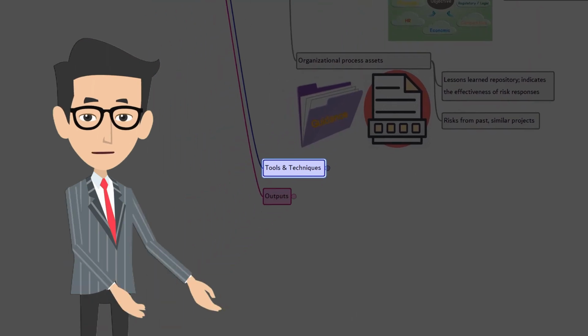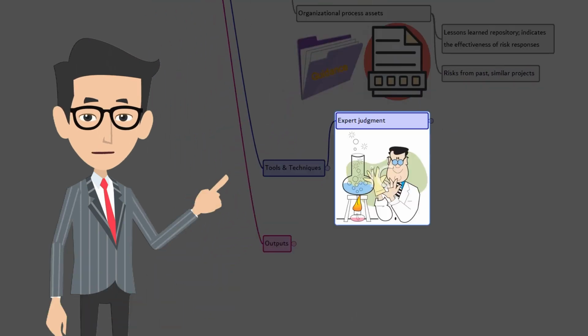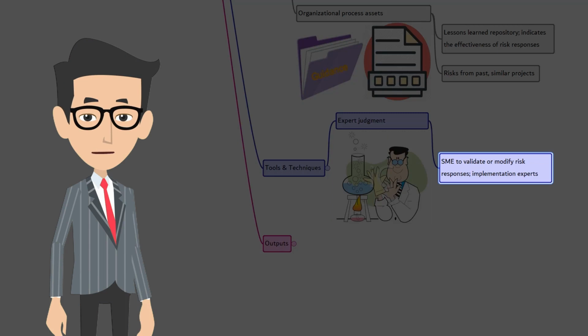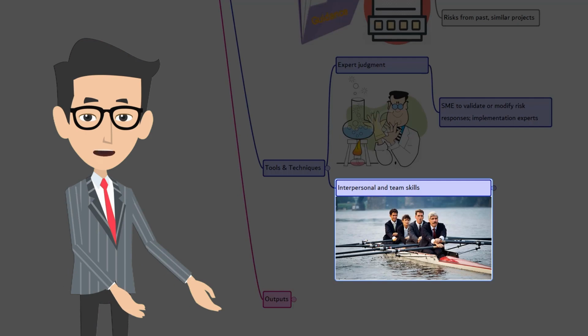Next, tools and techniques. First, expert judgment. SMEs validate or modify risk responses if necessary and decide how to implement them in the most effective and efficient manner. Interpersonal and team skills.